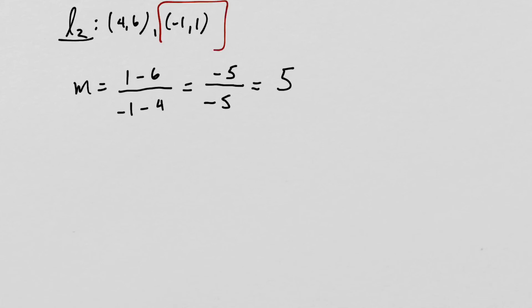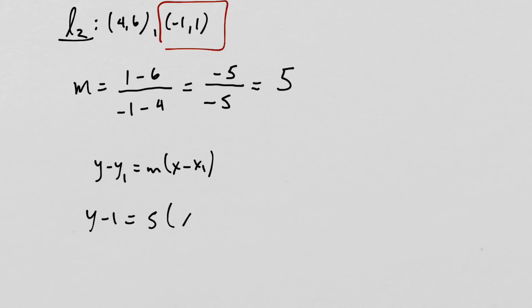Since we have a point and we have the slope, we can just put this in point-slope form, which will be y minus y1 is equal to m times x minus x1. So this is going to be y minus 1 is equal to 1 times x minus a negative 1. Then the equation for this line will be y minus 1 is equal to x plus 1.